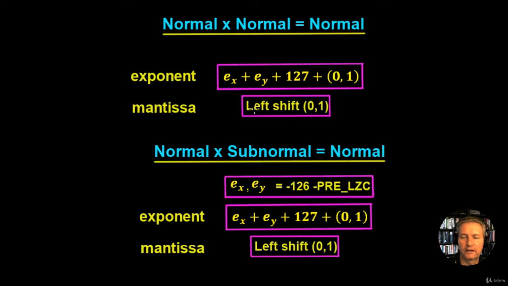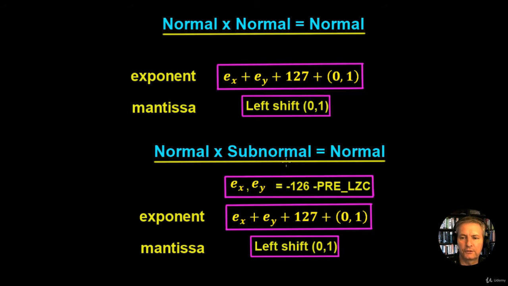And the mantissa is either shifted left, that's the decimal point of the mantissa is shifted left by a value of 0 or a value of 1 depending on the leading bit of the multiplication, that is the 48th bit.